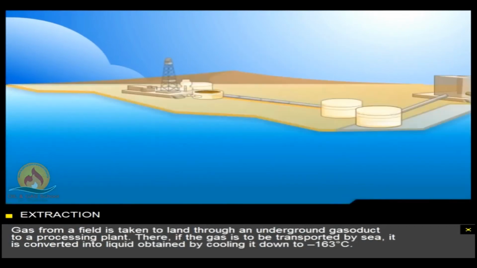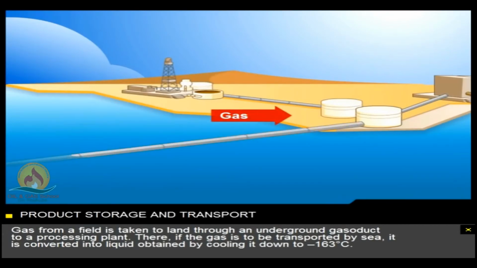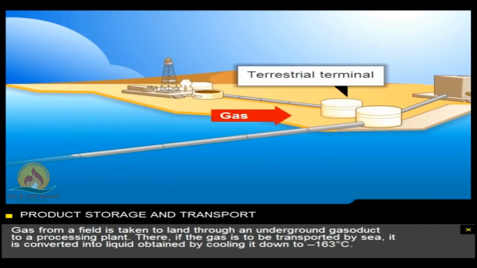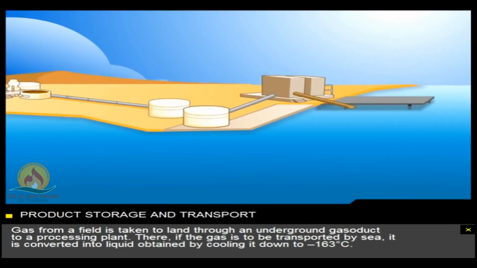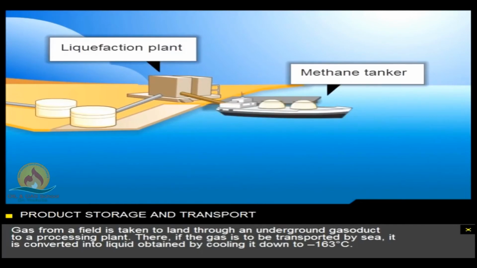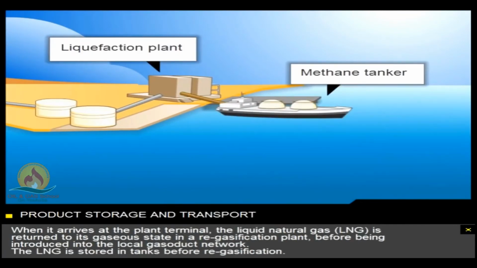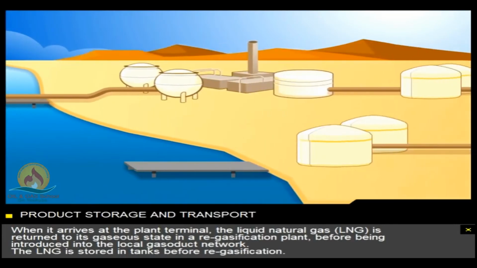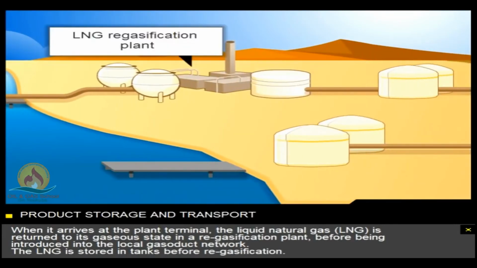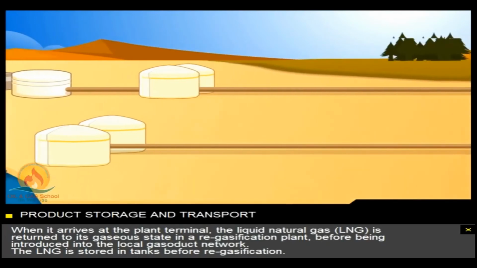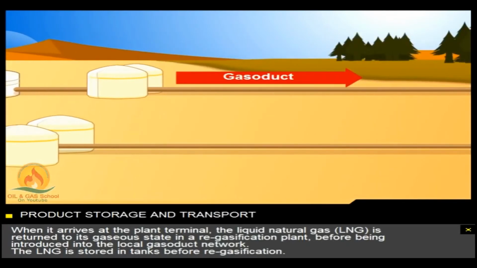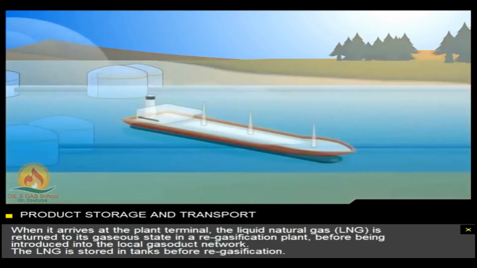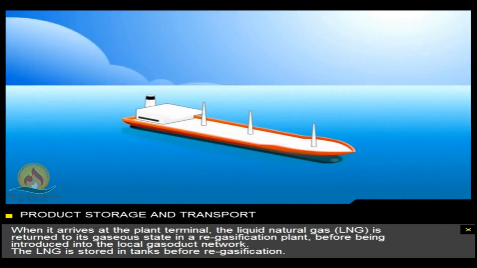Gas from a field is taken to land through an underground gasoduct to a processing plant. There, if the gas is to be transported by sea, it's converted into liquid, obtained by cooling it down to -163 degrees Celsius. When it arrives at the plant terminal, the liquid natural gas, LNG, is returned to its gaseous state in a regasification plant before being introduced into the local gasoduct network. The LNG is stored in tanks before regasification.